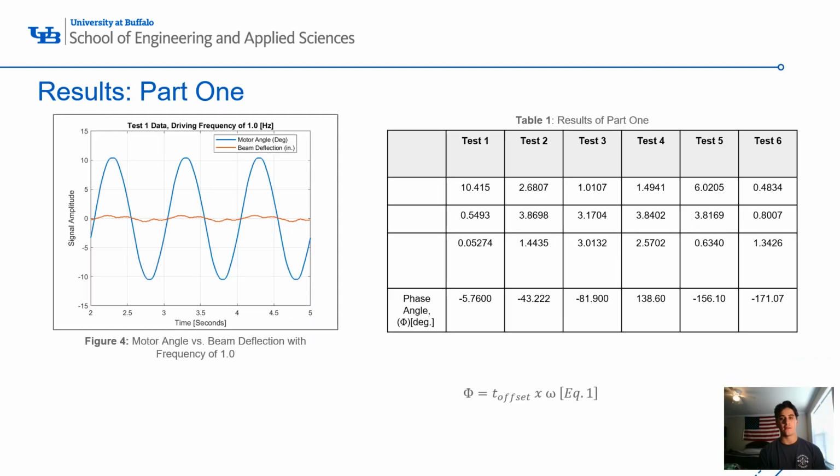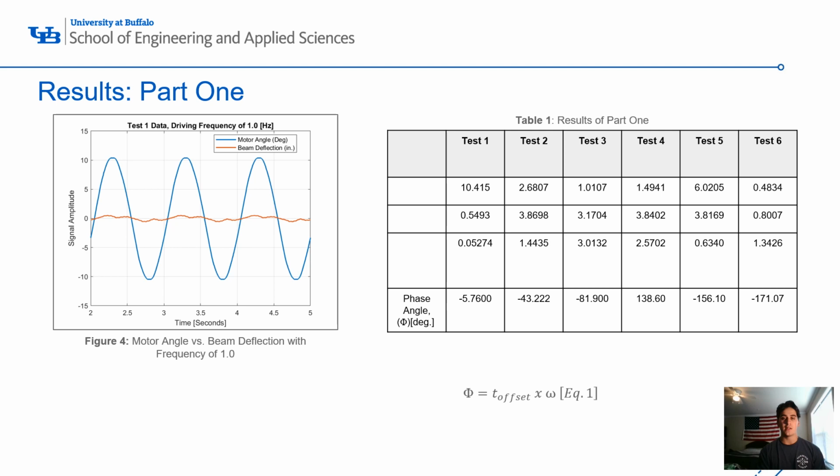The first part of the lab involves setting the beam at certain frequencies and collecting data using the Simulink software. The data being collected was the motor angle of the beam deflection over a certain period of time. Results can be seen on the figure to the left, where the motor angle is a much larger amplitude than beam deflection for the frequency equal to 1 Hz. The way of analyzing this frequency response involves visually interpreting the maximum and minimum values of the sinusoidal curve and determining the amplitudes from there.